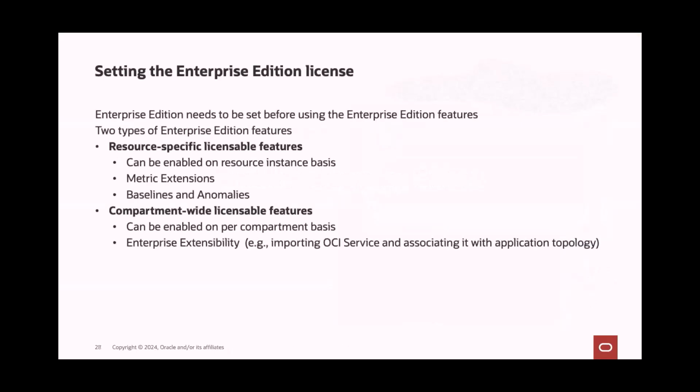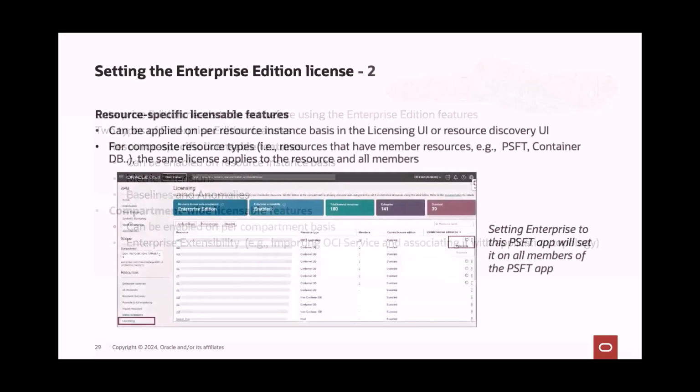Enabling Enterprise Edition. Before you can start using all of these fun features, you have to first enable the Enterprise Edition. Some of these features you can set at an individual resource level, while others are compartment-wide. For example, Enterprise Edition can be applied to an individual resource. If I have 100 resources in a compartment and I want 50 of them to have Enterprise Edition, you can do that. Any number of those resources can have Enterprise Edition applied. Extensibility is applied at a compartment level. The tenant admin can come in and choose whether or not to allow that extensibility feature, importing those resources into Stack Monitoring.